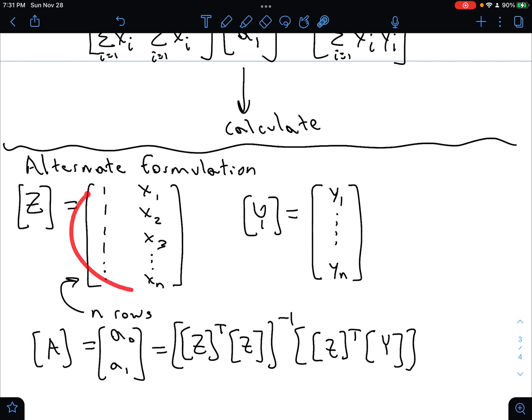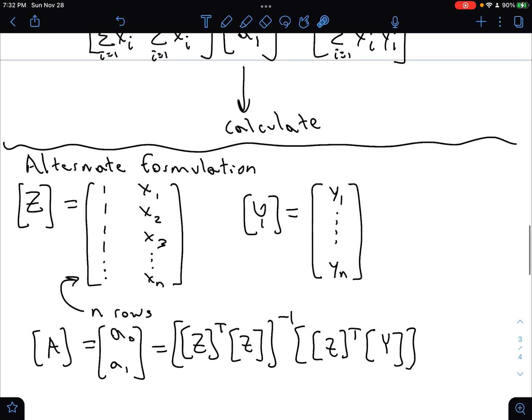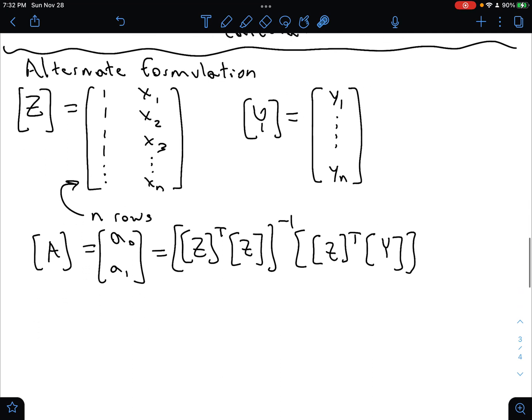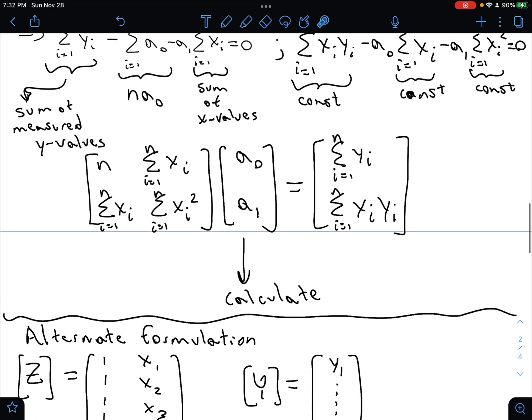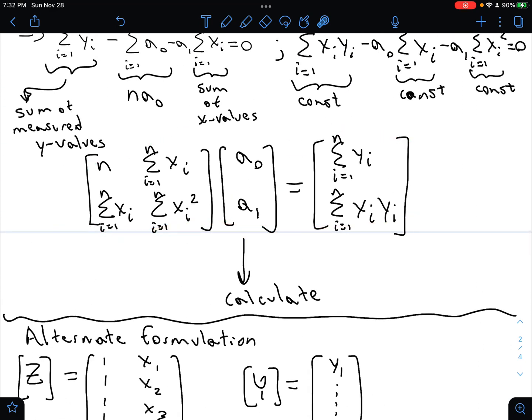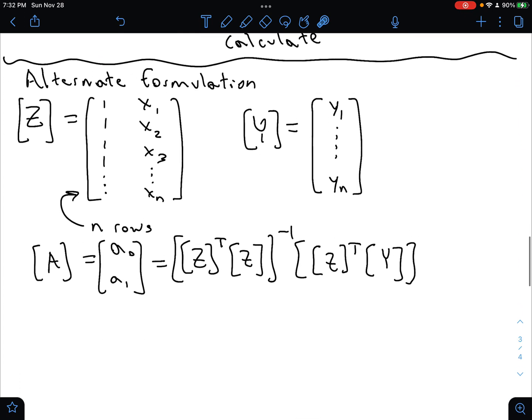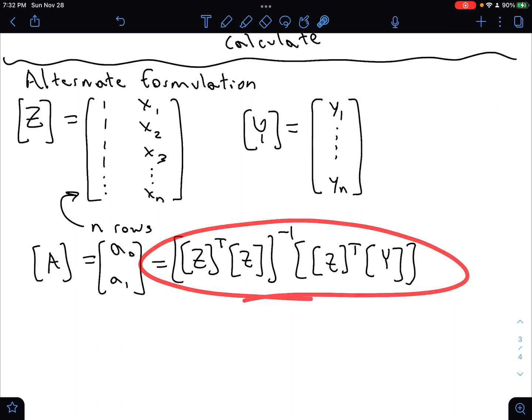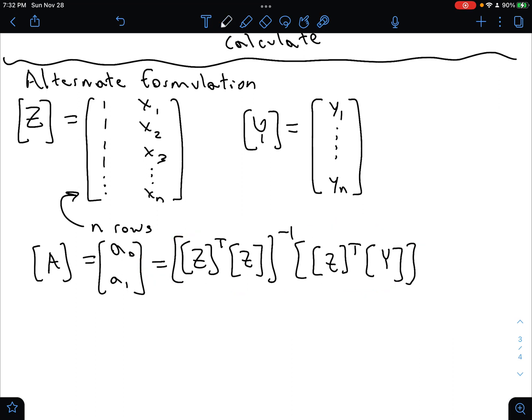So you can calculate Z, right, just from your X data. You can calculate Y from your Y data. And I'll show in MATLAB that just plugging in this formula, Z transpose Z inverse times Z transpose Y, is going to actually spit out the same best fit parameters that we got from this equation. So when you go to the coding, I think you'll find that this is actually easier to code. Not that it's that hard to code the other way. I think the main advantage to this is what I'm about to explain.